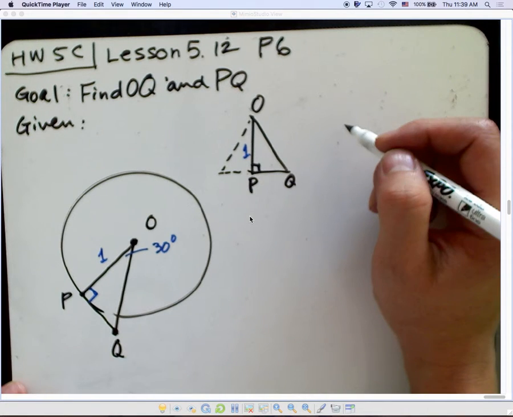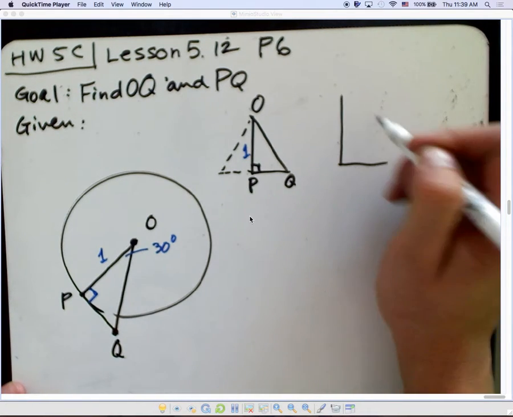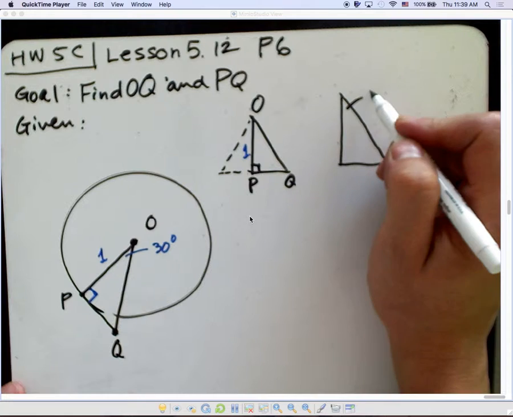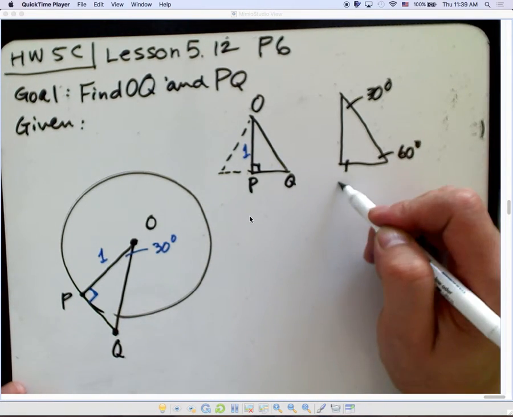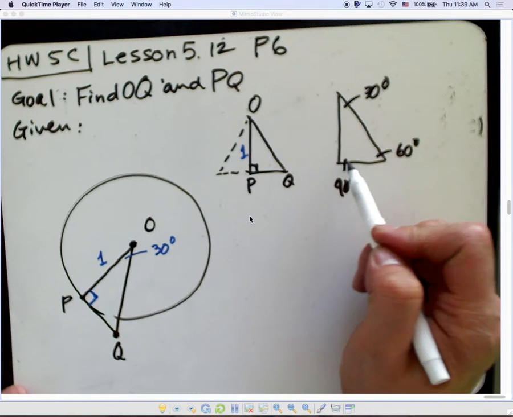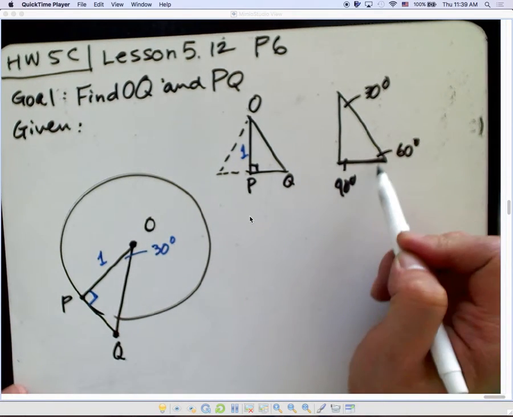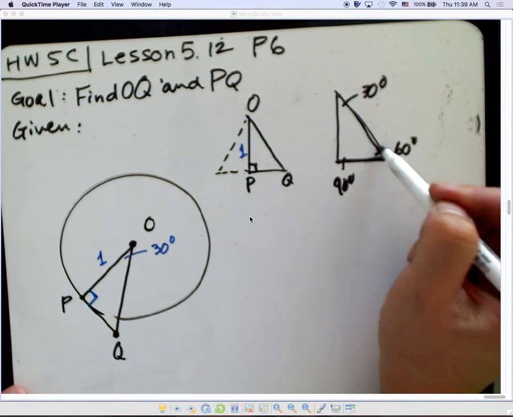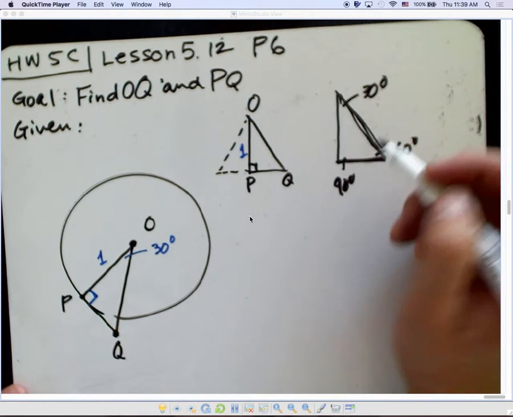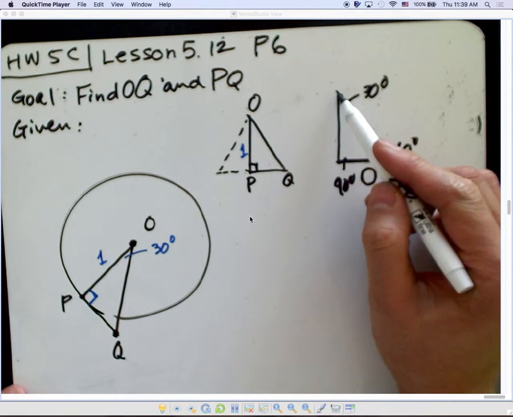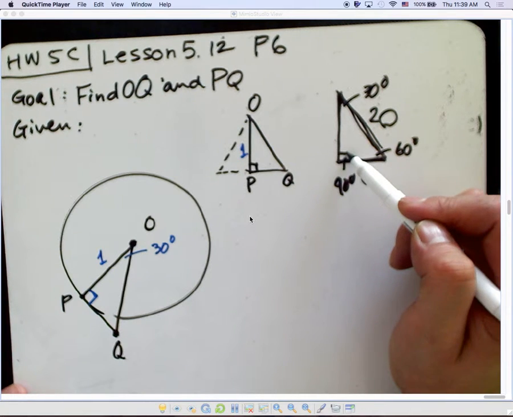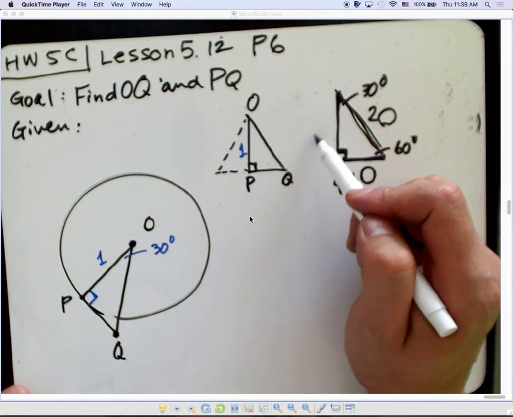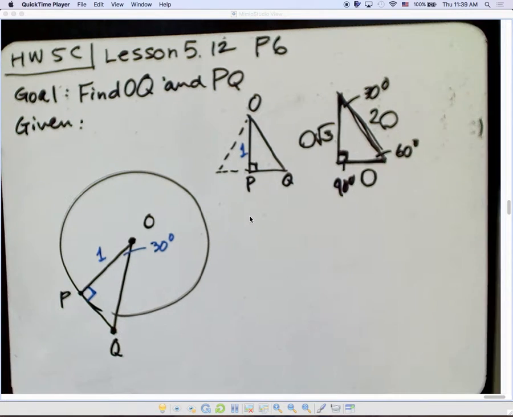For a 30-60-90 degree triangle, we know that the short leg is half of the hypotenuse. So whatever this is, the hypotenuse should be twice as big, and the other leg is square root of 3 times longer than the short leg. So you can use that fact.